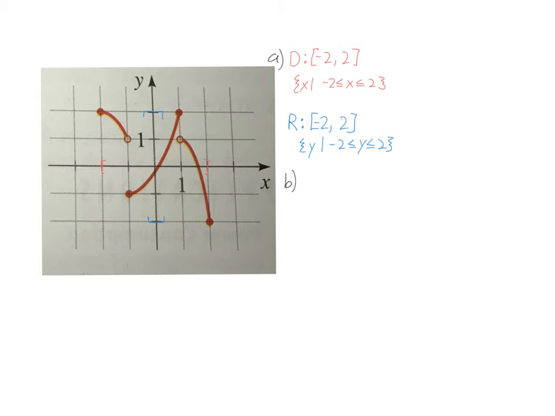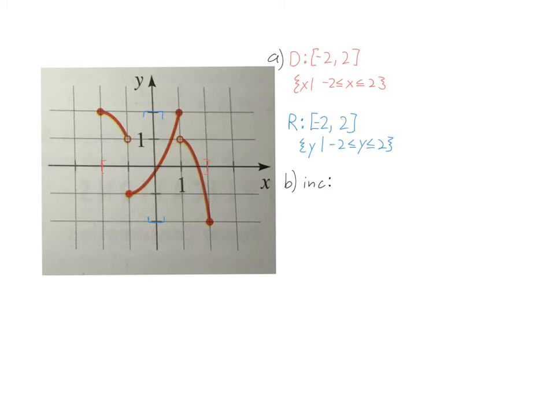B says, find the intervals on which f is increasing and when f is decreasing. So if I look here, it starts off decreasing from here to here, and then it's increasing from here to here. And when we talk about increasing or decreasing, we talk about at what x values does it increase or decrease. So if I want to do increasing first, it's going to be increasing from here to here.